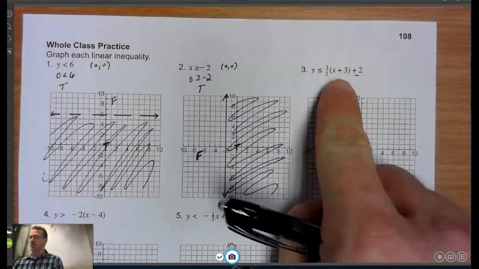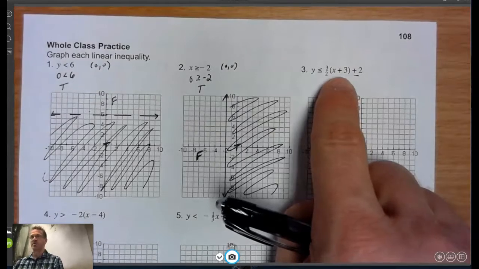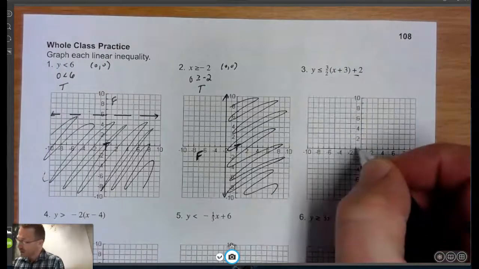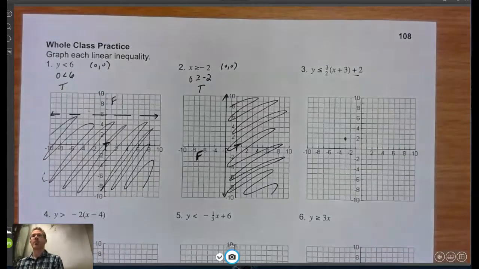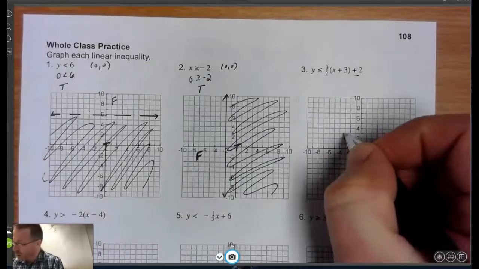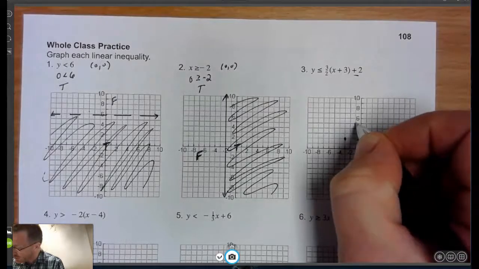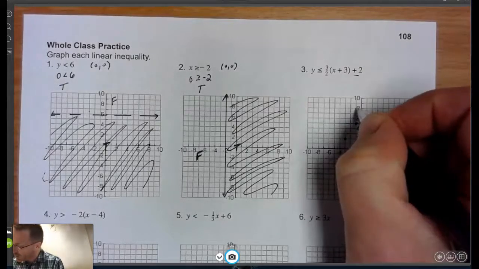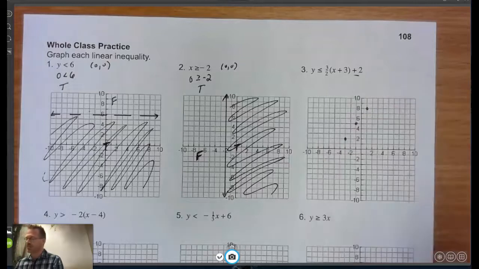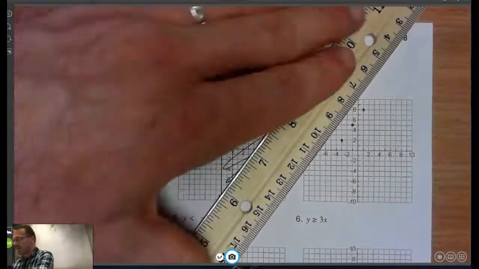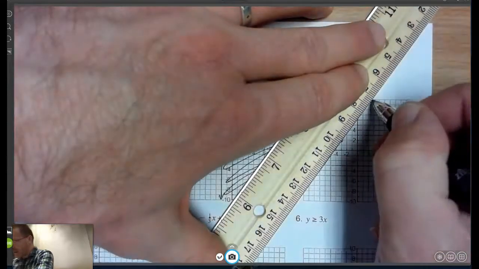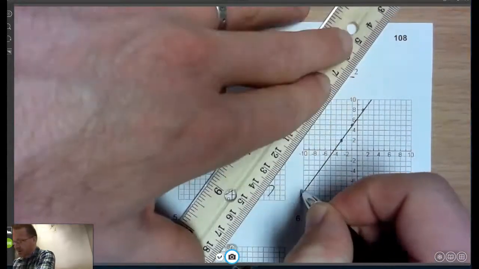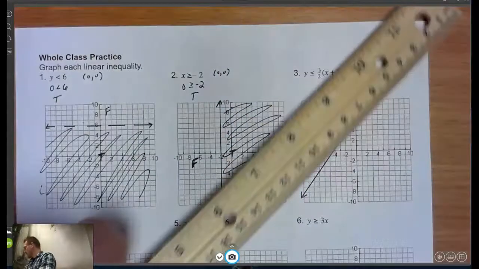So I'm going to use the same knowledge as before. I know my starting point should be negative 3, positive 2. So negative 3, positive 2 is right here. My slope is 3 halves, so I'm going to go up 3, to the right 2, up 3, to the right 2, and get those points there. And once again, we said this is going to be a solid line, so I'm going to draw my solid line just like this.